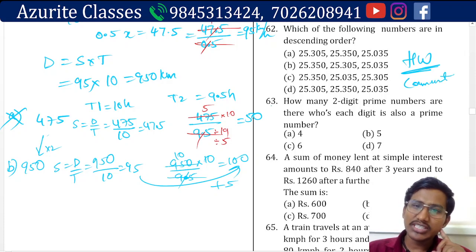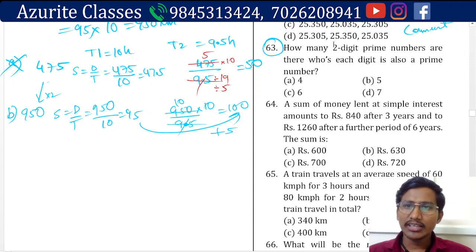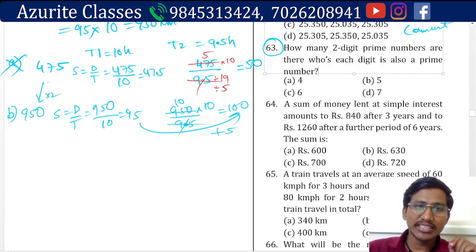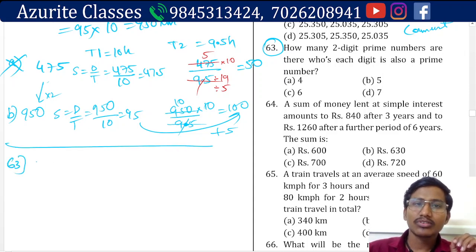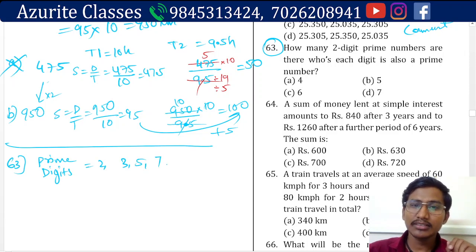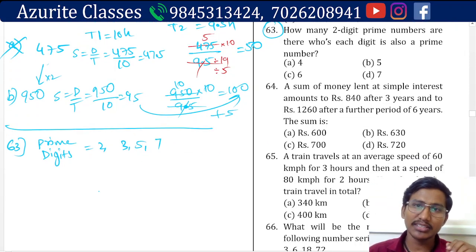Now question 63. How many two digit prime numbers are there whose each digit is also a prime number? So which are the prime digits? That is 2, 3, 5 and 7, done, right? These are the prime digits. With these you make the numbers and see how many prime numbers are possible.